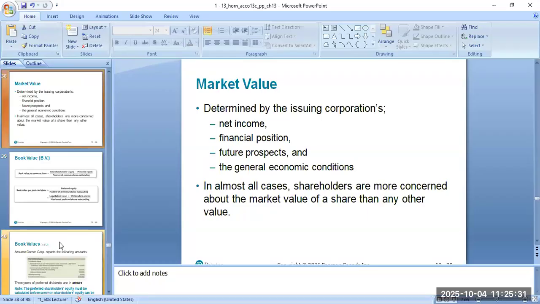Again, what drives the market value? So many things. It can be net income. If the company is generating income, that's going to increase the market value. Why? Because the investors say, okay, the company is generating income. That means there will be more retained earnings, and if there are retained earnings, we may get a dividend. Second one, financial position. This company is increasing its value as a corporation.